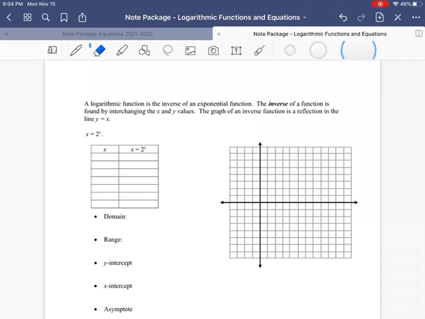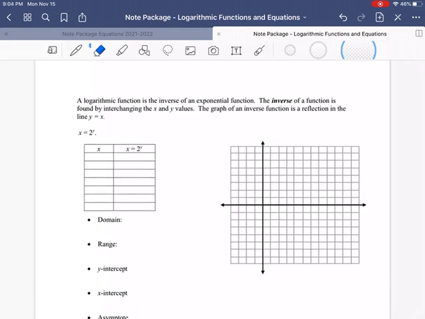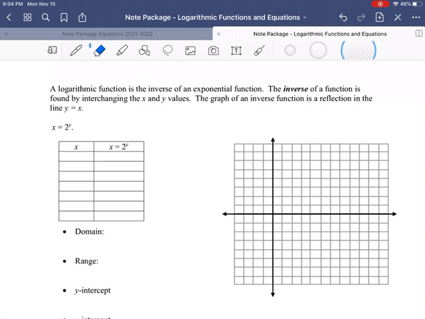So a logarithmic function is the inverse of an exponential function. The inverse of a function is found by interchanging the x and y values. The graph of an inverse function is a reflection in the line y equals x. Well, that's a whole lot of information, but let's graph this stuff.